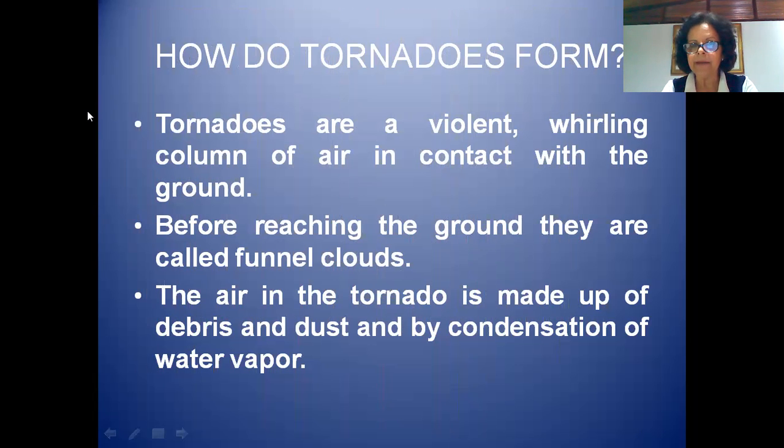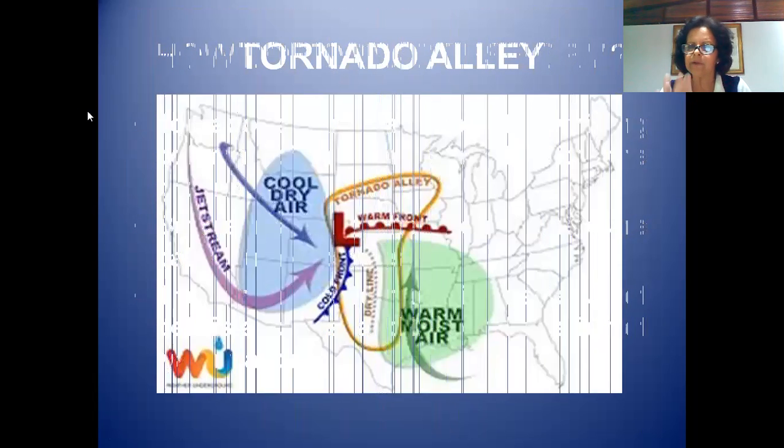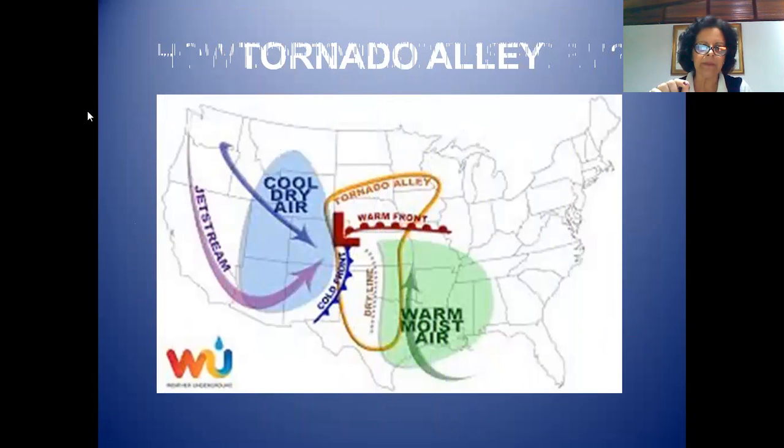Tornadoes are a violent, whirling column of air in contact with the ground. Before reaching the ground, they are called funnel clouds. They are horizontal and they turn vertical just when it is the right time to become a tornado. The air in the tornado is made up of debris and dust and by condensation of water vapor. This occurs especially during the summer months, okay?